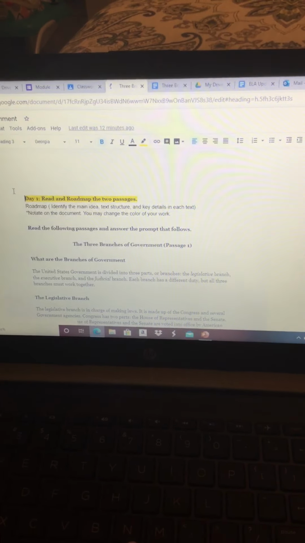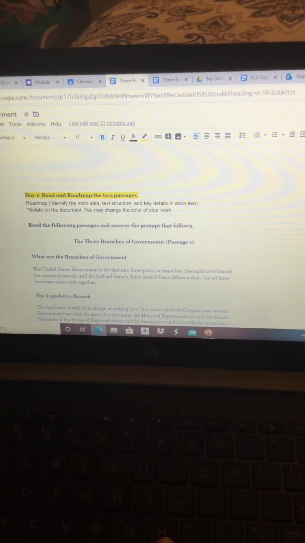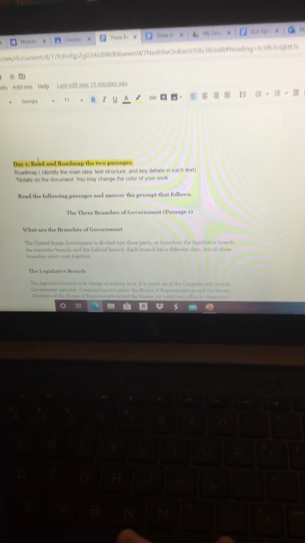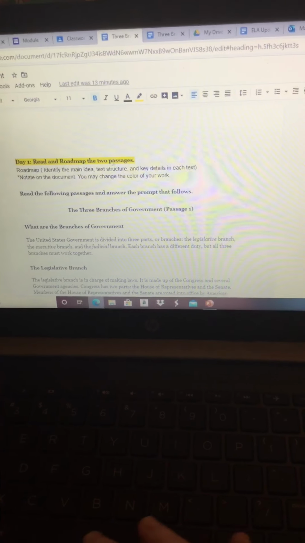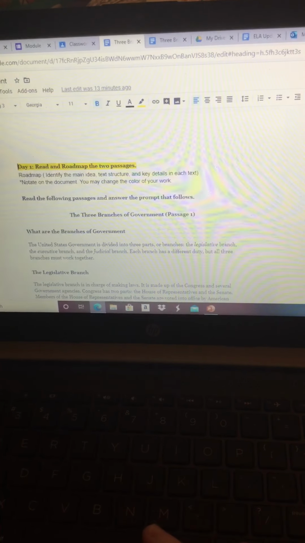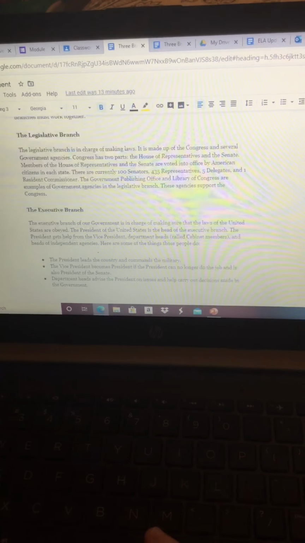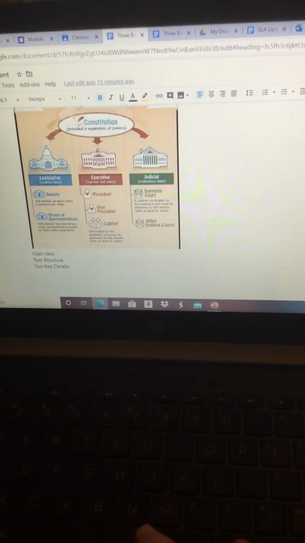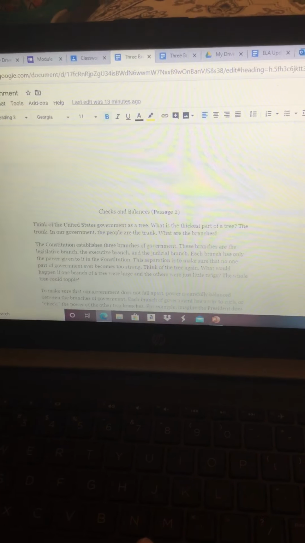And on the document, I have included each day of the week what I'd like for your child to get done. So day 1 says, read and roadmap the 2 passages. So there are 2 passages listed. One is called 3 Branches of Government, Passage 1, broken into subheadings and then a picture included. And then there is Passage 2, Checks and Balances.